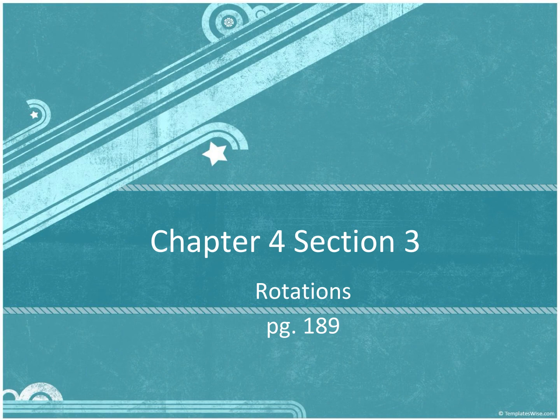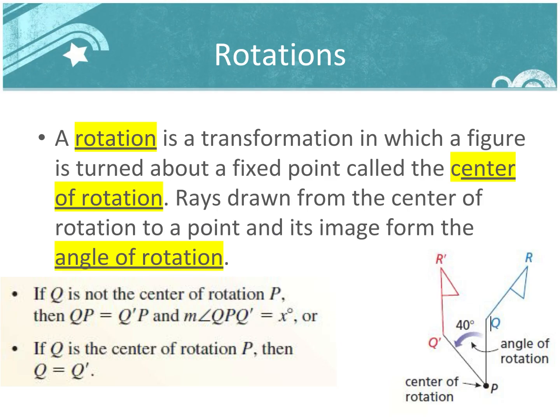We're gonna do rotations. So a rotation is a transformation in which a figure is turned about an axis point called the center of rotation. Rays drawn from the center of rotation to a point and its image form the angle of rotation. If you notice the little diagram with the triangle and the line at the bottom right corner, you have point P as the center of rotation. As we have that image, we rotate it this way 40 degrees, but the only point that doesn't change is the center of rotation, which in this case is point P.